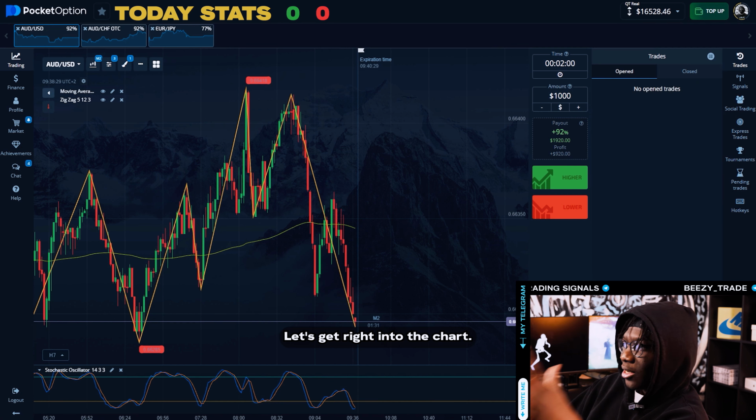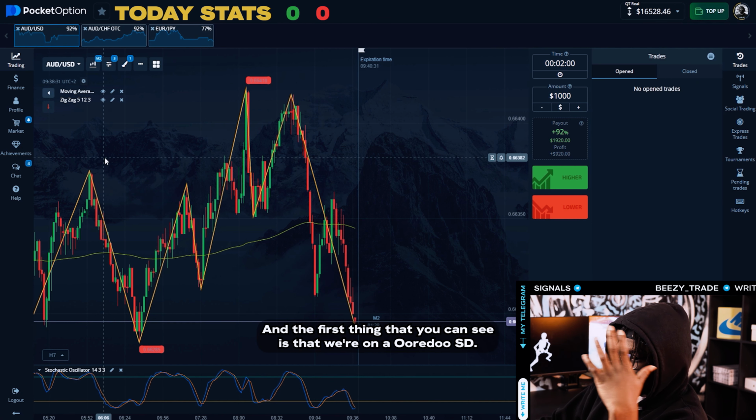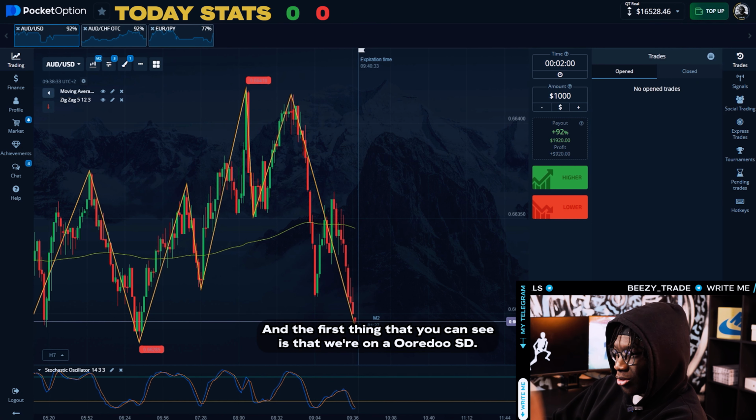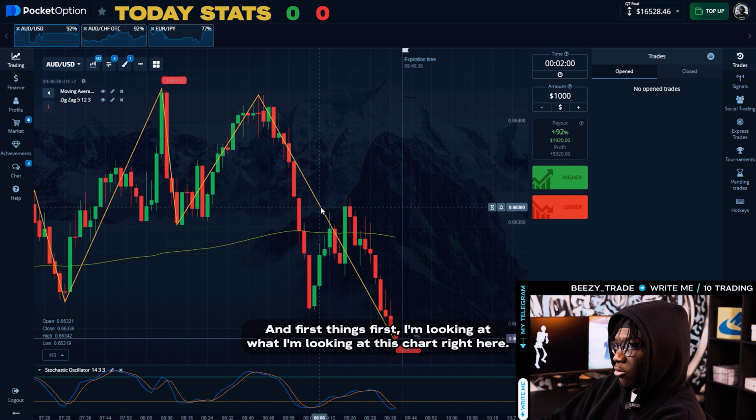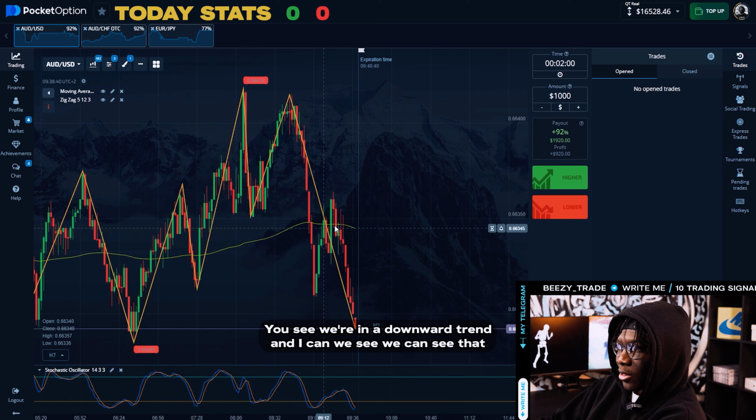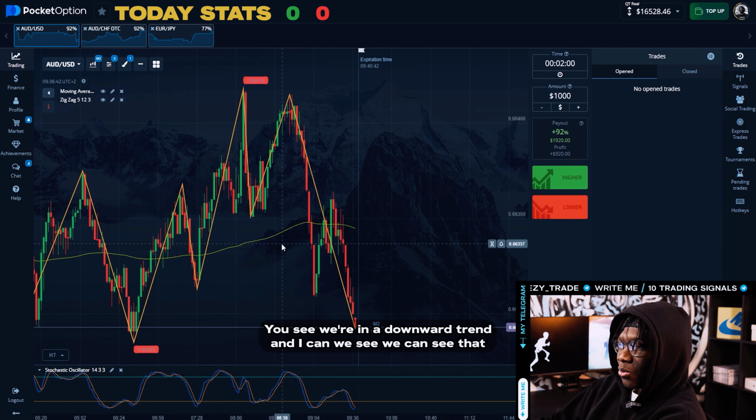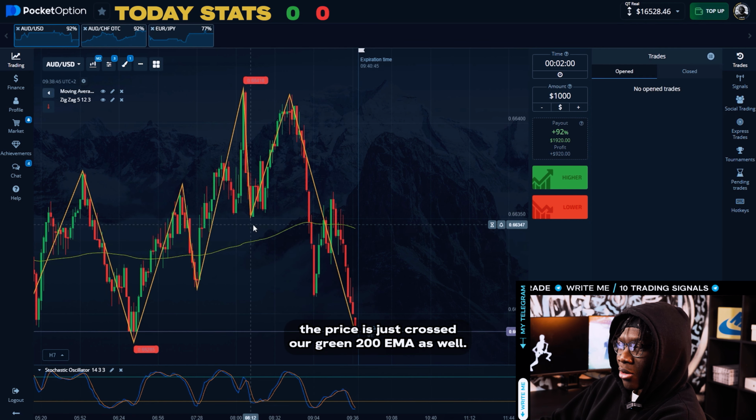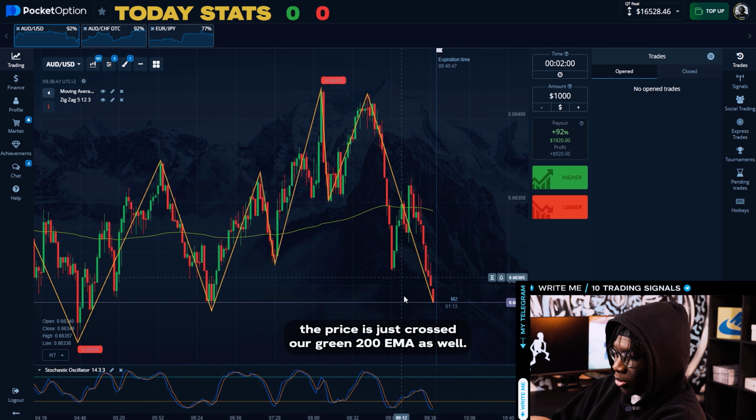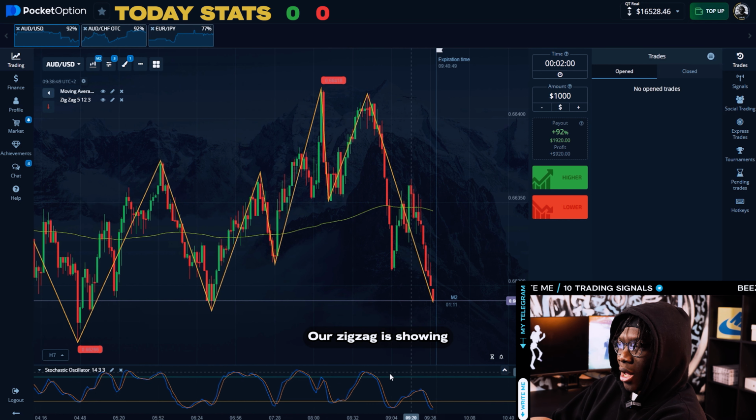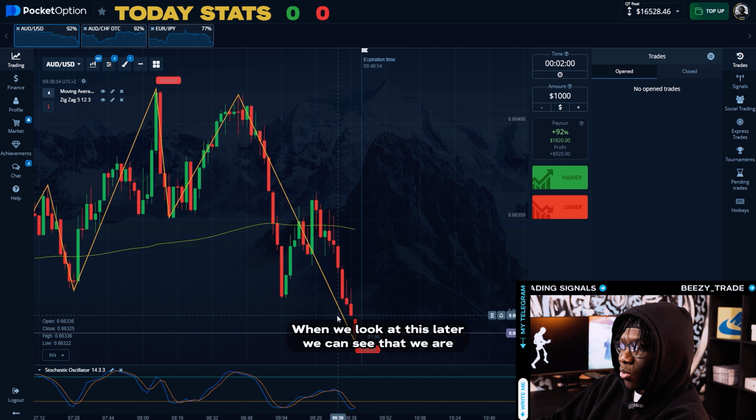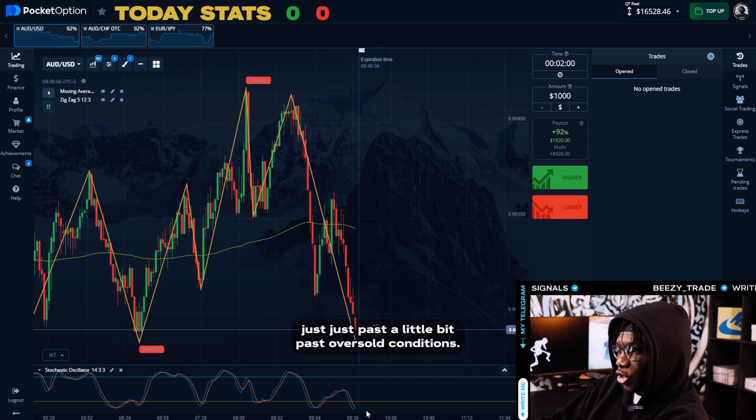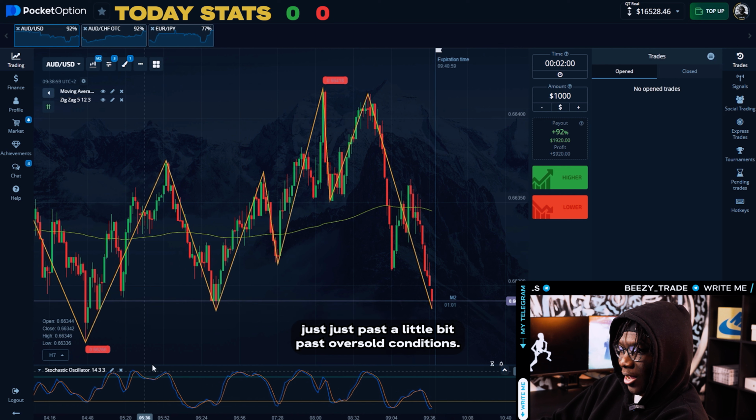Yo gang, let's get right into the chart. And the first thing that you can see is that we're on AUD/USD. Let's take a little look. We can see we're in a downward trend. And how can we see? We can see that the price just crossed our green 200 EMA, as well as zigzag is showing low. When we look at our stochastic oscillator, we can see that we are just a little bit past oversold conditions.